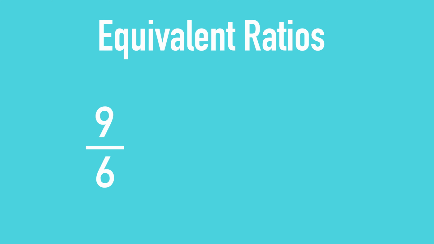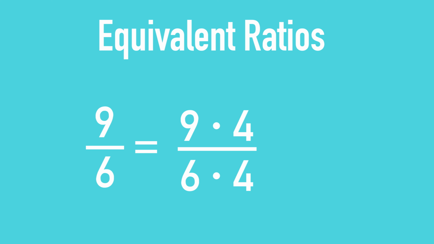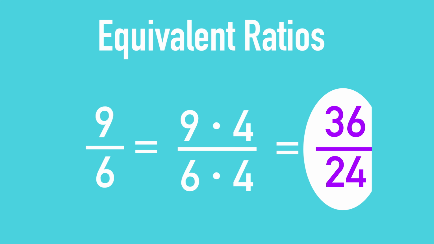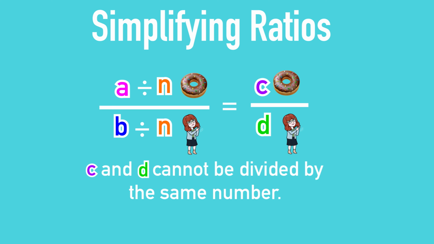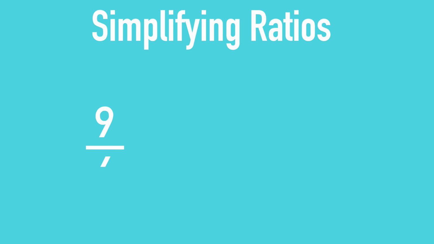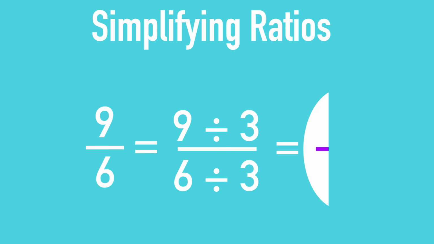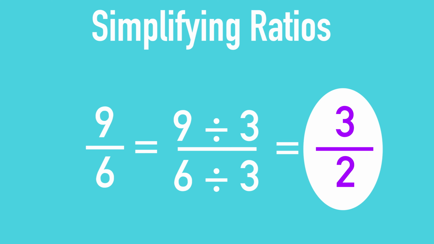Say we start with the ratio 9 over 6. We could find an equivalent ratio by multiplying the numerator and denominator by 4, giving us an equivalent ratio of 36 over 24. When we simplify a ratio, we're trying to find an equivalent ratio where the numerator and denominator could not be divided by the same number. If we wanted to simplify the ratio 9 over 6, we would divide the numerator and denominator by 3 to get an equivalent ratio of 3 over 2. 3 and 2 are not divisible by anything other than 1, so the ratio is simplified.